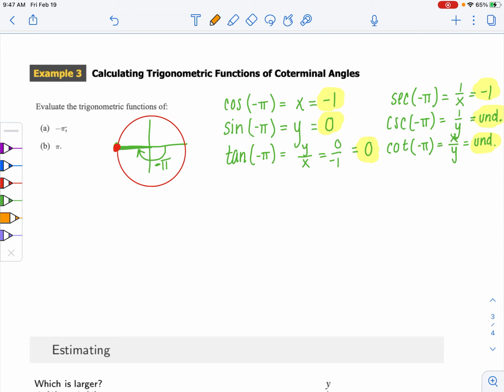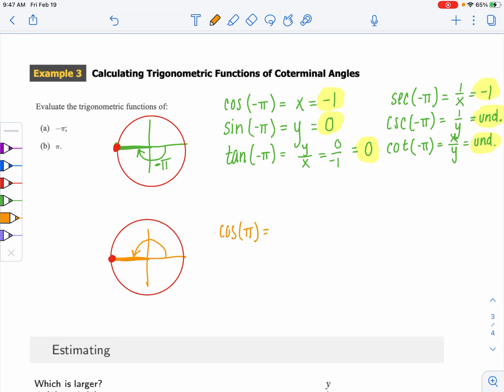Part B wants you to find it for actual pi, positive pi. Make it a little nice, right? This now is in the counterclockwise direction. It does have the same terminal side, and it will have the same point on the unit circle. Beautiful. Let's go through and solve.